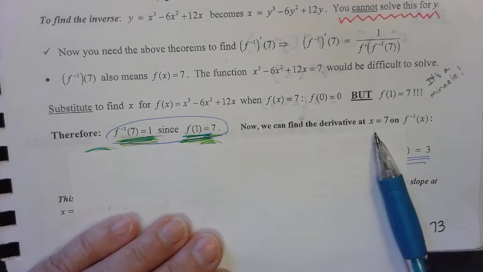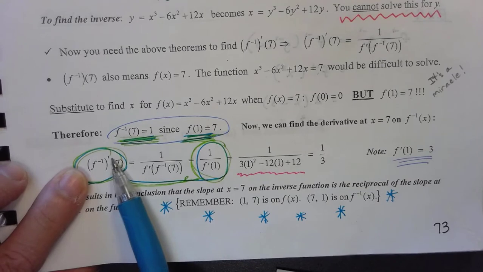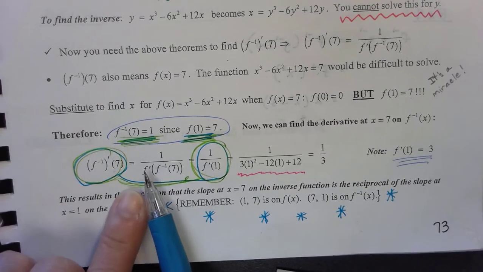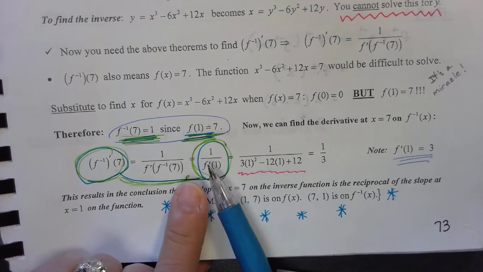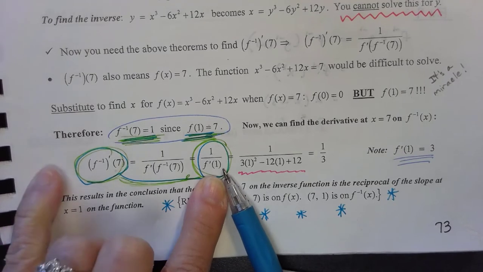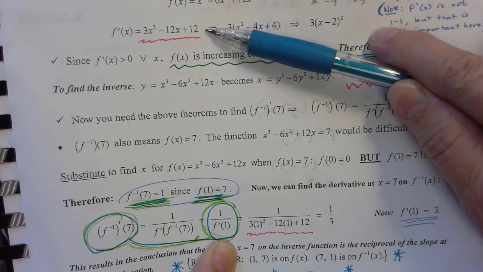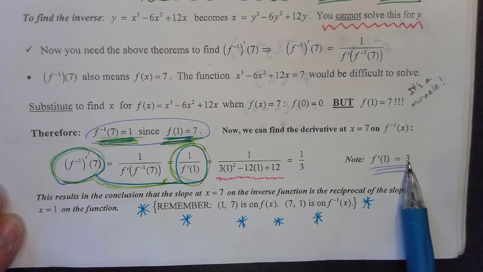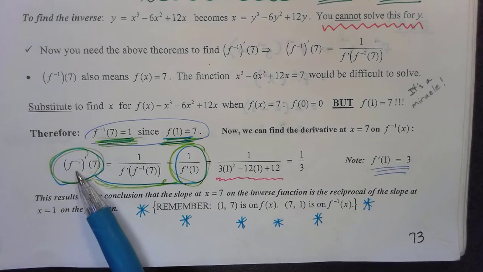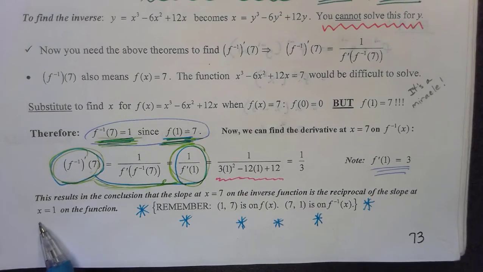Now we can find the derivative at 7 on our inverse. The derivative of our inverse at 7 is 1 over f prime of f inverse of 7. F inverse of 7 is 1. So 1 over f prime at 1. Well, f prime was way up here: 3x squared minus 12x plus 12. So substituting 1 gives us that. There we go. So f prime at 1 is 3. So the derivative of the inverse is 1/3. This results in the conclusion that the slope at x equals 7 on the inverse function is the reciprocal of the slope at x equals 1 on the function.